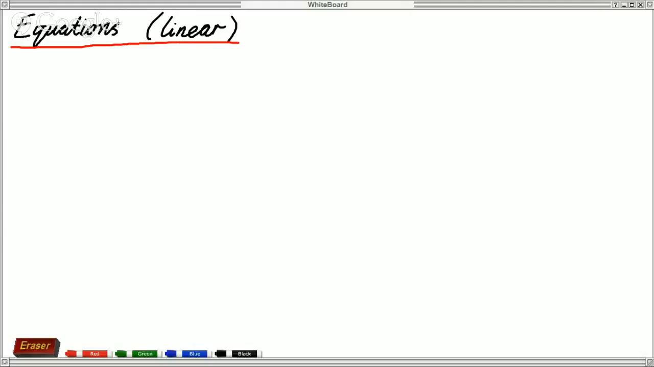Hi everyone, in this lesson we're having a look at linear equations. These are equations where the highest power of x is 1, and these are the ones that you're going to be doing a lot of in your high school experiences. Okay, so let's get straight into it.